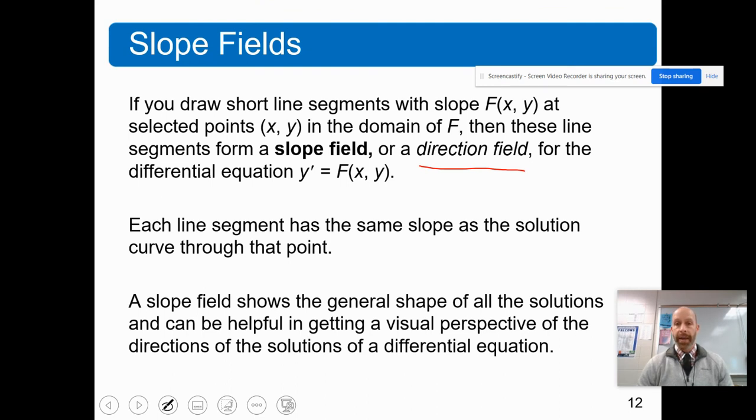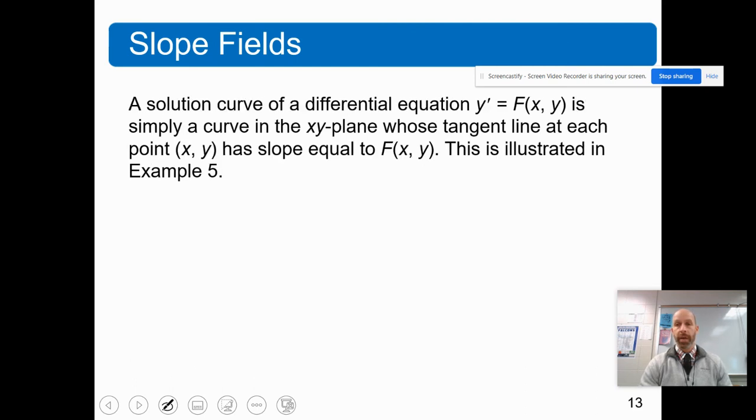Each line segment has the same slope as the solution curve through the point. A slope field shows the general shape of the solutions and can be helpful in giving a visual perspective of the directions of the solution in a differential equation. A solution curve of a differential equation y prime equals capital F of x y is simply a curve in the xy plane whose tangent line at each point x y has a slope equal to capital F of x y.